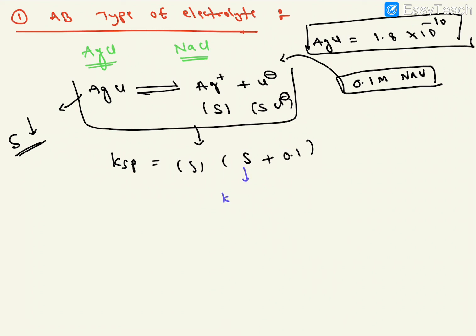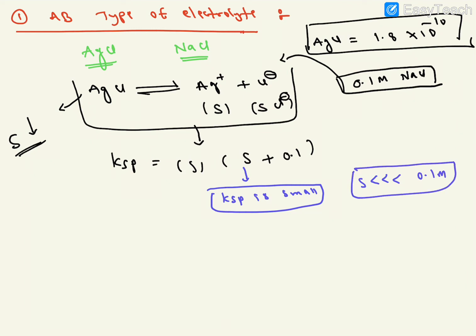But here, this S, a very important point: the Ksp value is very small. So now we can neglect this S value. The S value is very much less than the 0.1 molarity of the Cl. Already I said this Cl combines with Ag plus ions and again reverses the reaction. So this concentration is very small, so we can neglect it, because the Ksp value is very small.